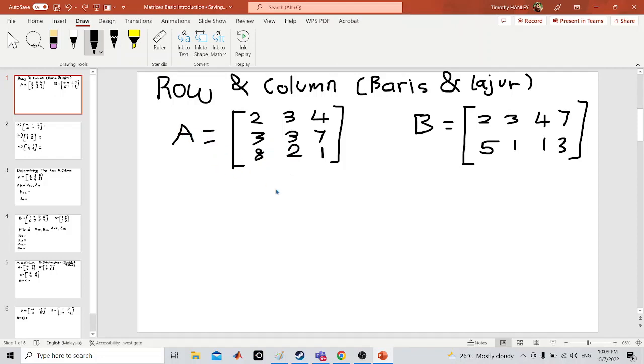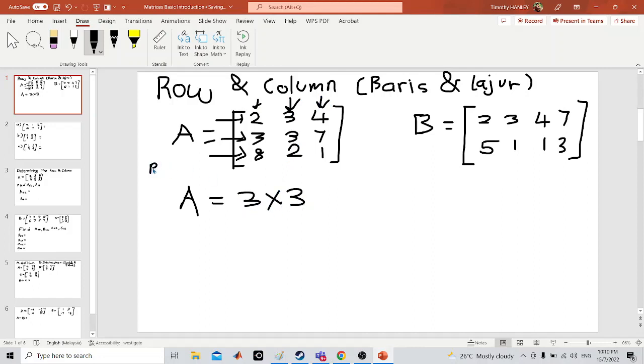So what is the row and column for the matrix A? If it's this type of question, you guys have to know how many rows and columns the matrix has. So for the matrix A, we can see that it has 3 rows and 3 columns. So the answer is 3 by 3.